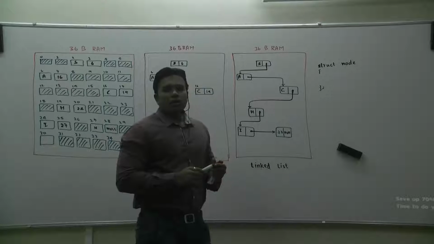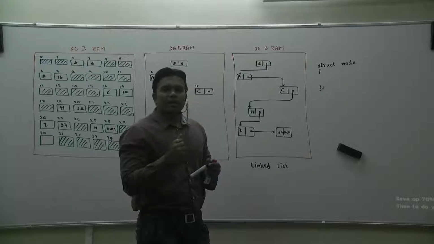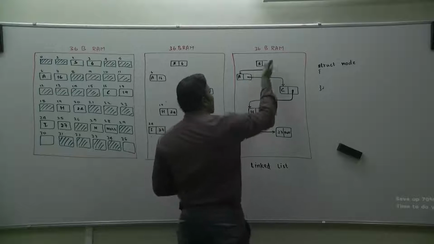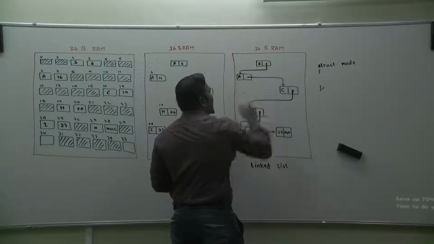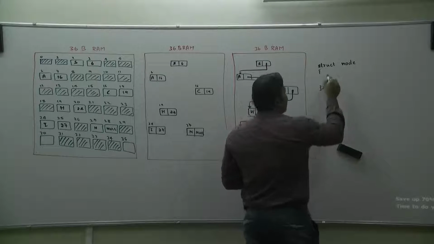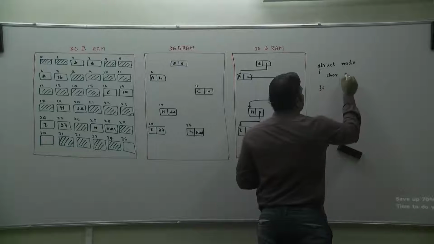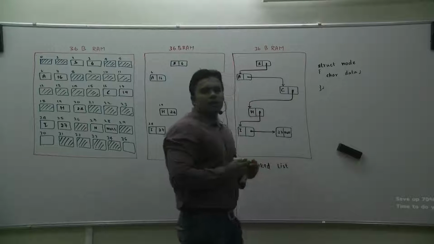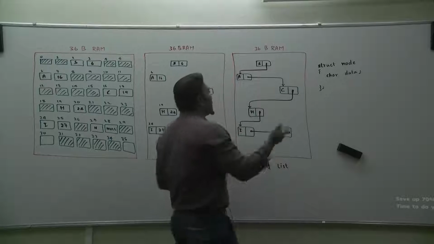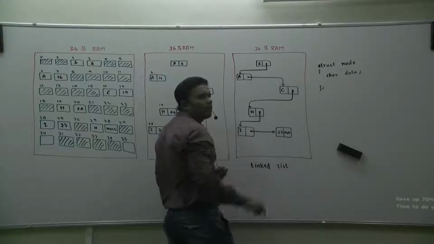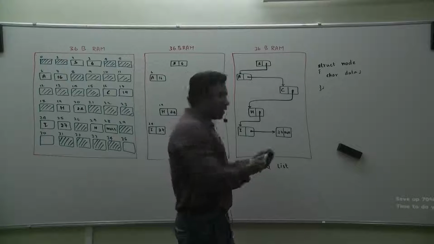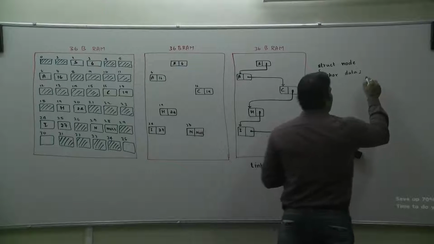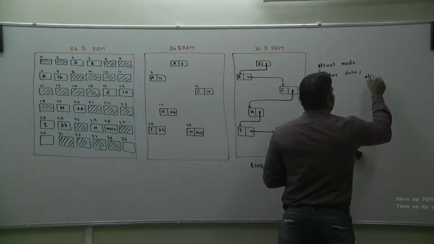Oh, correct, sir. What all will be there, sir, in a node? You may ask. In a node, you are seeing one character data is there. What else is there, sir? You may ask. What else means one pointer is there. That pointer, whatever name you want, you can give. I am calling that pointer as link.